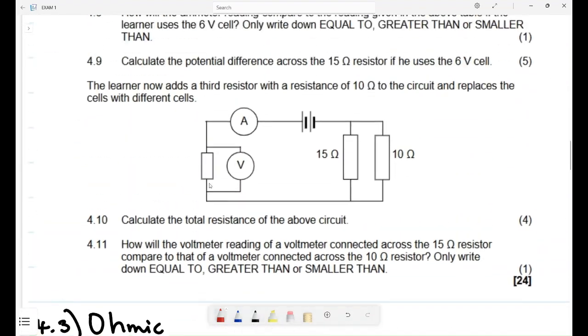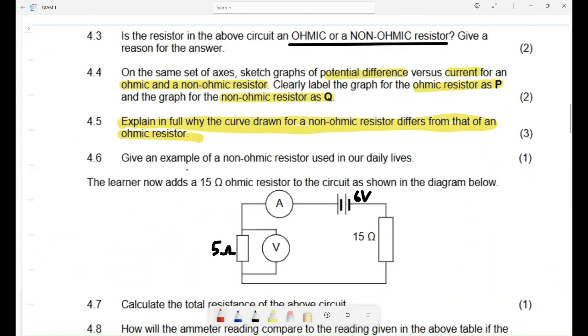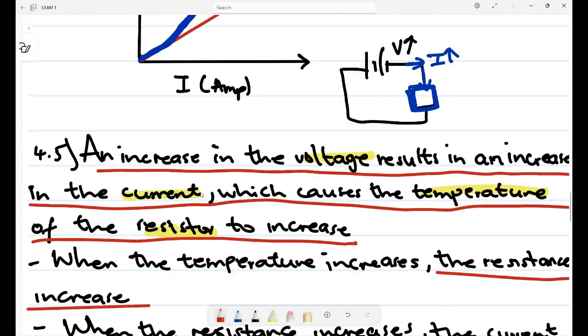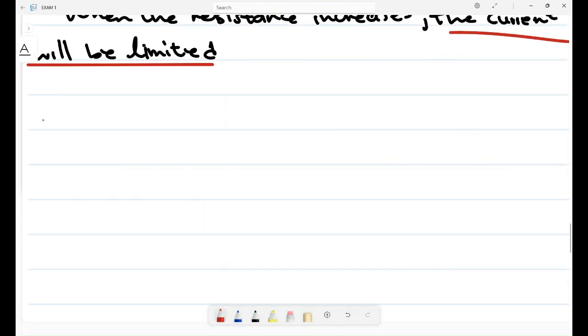4.6. Give an example of a non-ohmic resistor used in our daily lives. Now, non-ohmic resistor, I think 4.6. A light bulb is an example of a non-ohmic resistor, because when you light up your bulb, what happens to the temperature of it? It increases, right? Increasing the resistance of it. Not just bulb, light bulb.